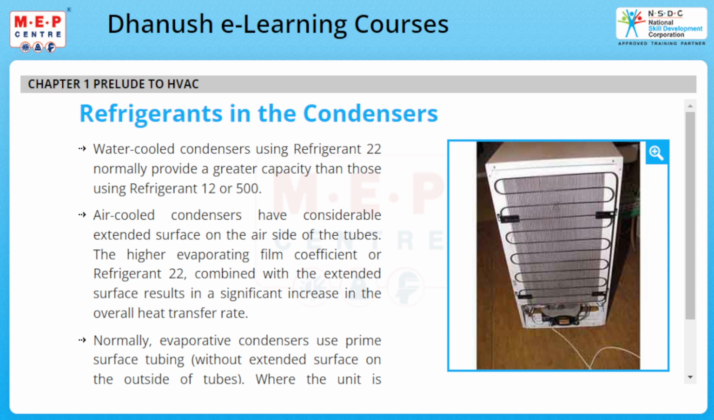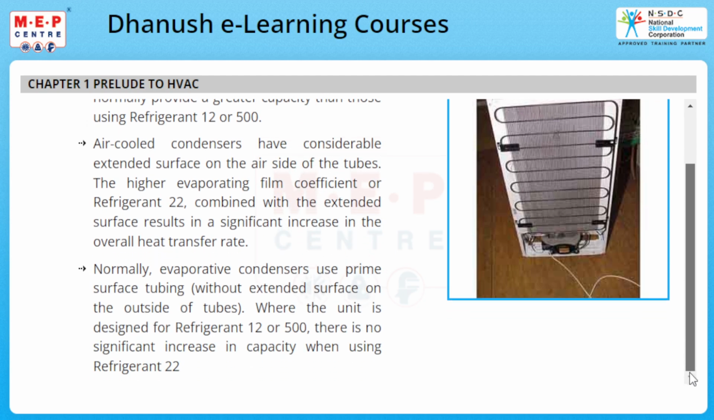Air-cooled condensers have considerable extended surface on the air side of the tubes. The higher evaporating film coefficient of refrigerant 22 combined with the extended surface results in a significant increase in the overall heat transfer rate. Normally, evaporative condensers use prime surface tubing without extended surface on the outside of the tubes. Where the unit is designed for refrigerant 12 or 500, there is no significant increase in capacity when using refrigerant 22. Let's next learn about brines.